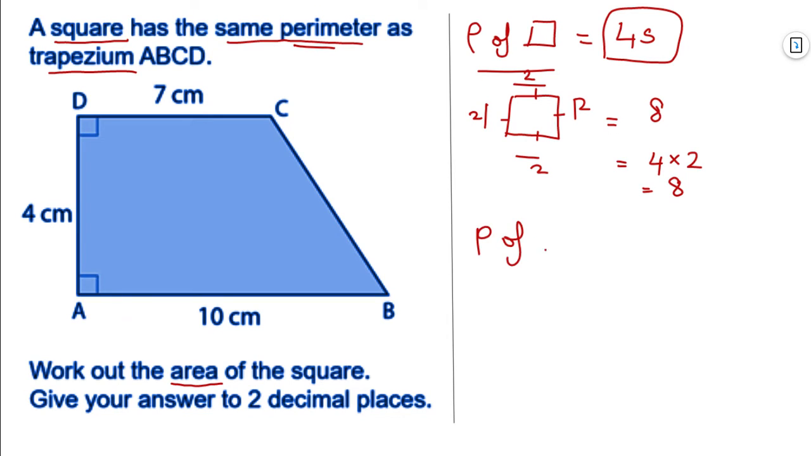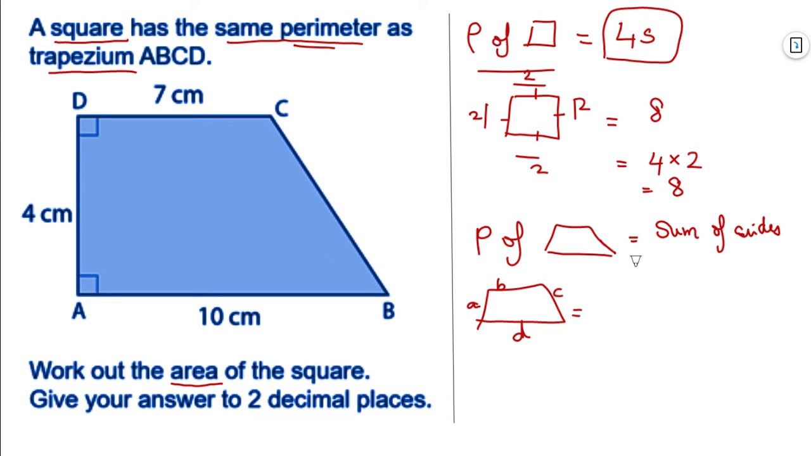Now, what is the perimeter of a trapezium? The perimeter of a trapezium is the sum of all sides. Now, what does sum mean? If I have a trapezium, and let's say this length is A, this is B, this is C, and this is D, sum means you need to add everything up. So I'm going to be doing A plus B plus C plus D, and that's going to give me my answer for the perimeter of my trapezium. So this was basic information that we needed to know in order to start this question.